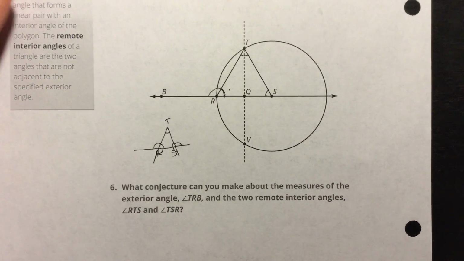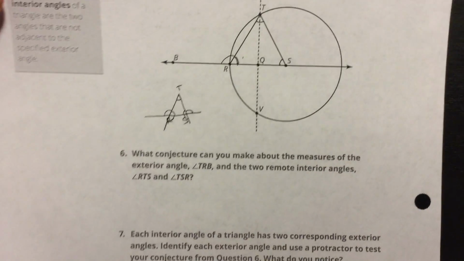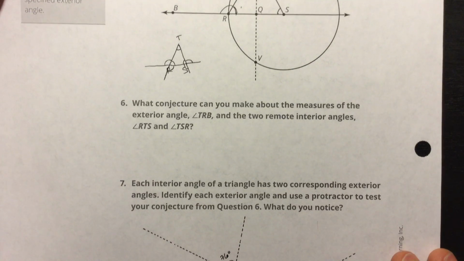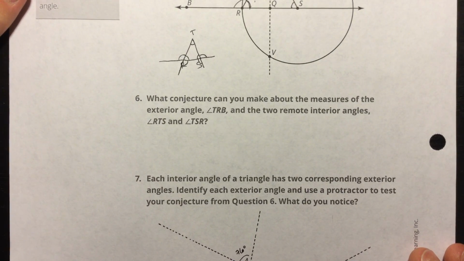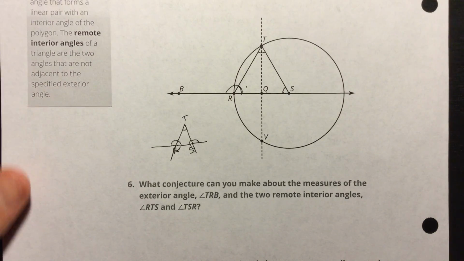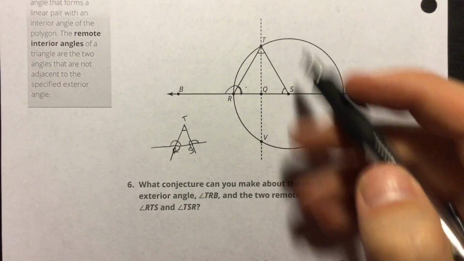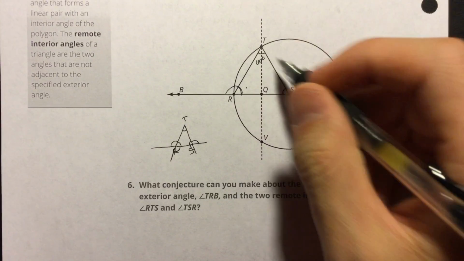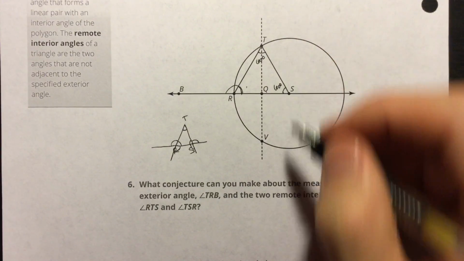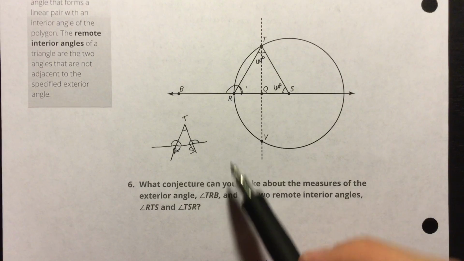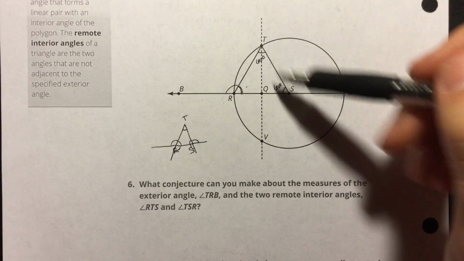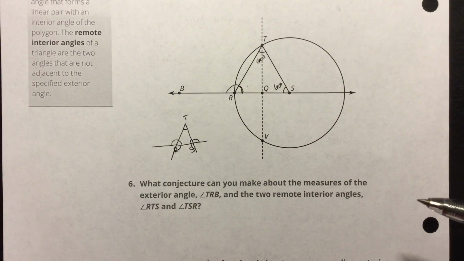Okay, so question 6 here says, what conjecture can you make about the measures of the exterior angle TRB and the two remote interior angles RTS and TSR? Well, RTS is 60 degrees and TSR is 60 degrees, right? And we know that because this is still an equilateral triangle, for the same reason we talked about way back on the first page of this packet.